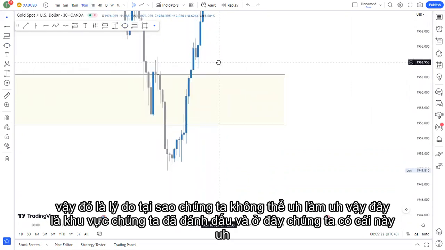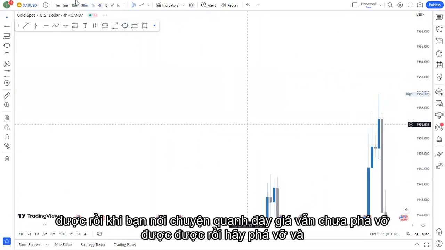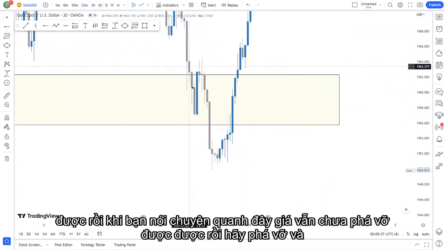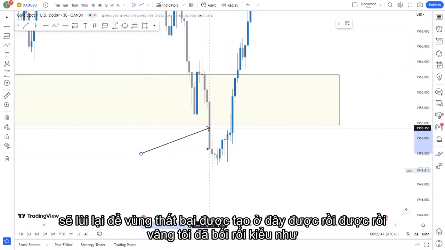So this was the zone that we marked, and here we have this engulfing buy. No, this is not the CMP. This is the CMP after the pullback. When the price is around here, it doesn't break yet. Then it breaks and then there is the pullback. So the failed zone was created here.